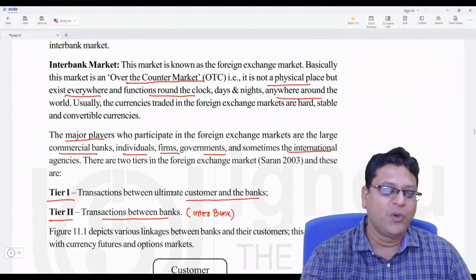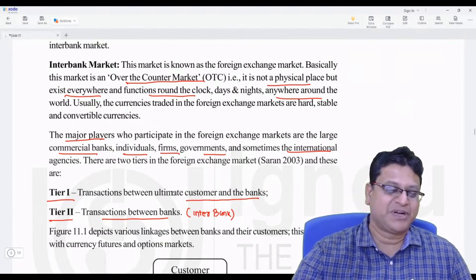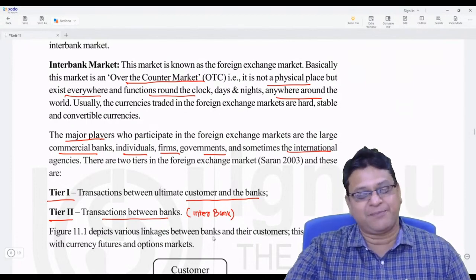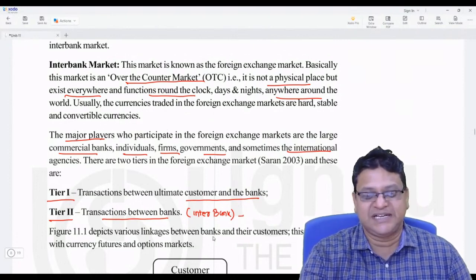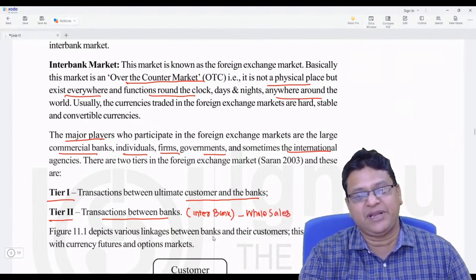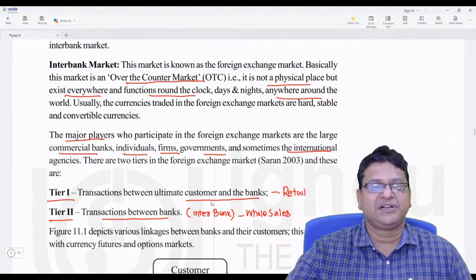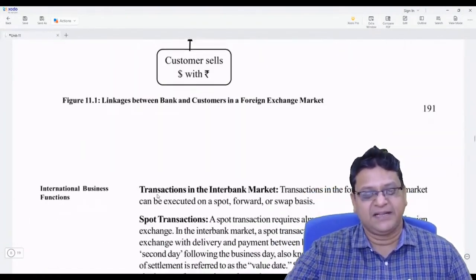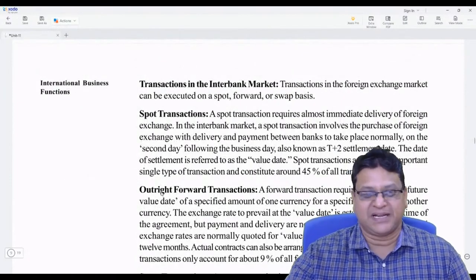So if you go and buy US dollars, you will approach the tier 1 market. But tier 2 market is the interbank market. It's the wholesale market where banks trade between themselves. And tier 1 is the retail market for foreign currency. So that covers the interbank market.